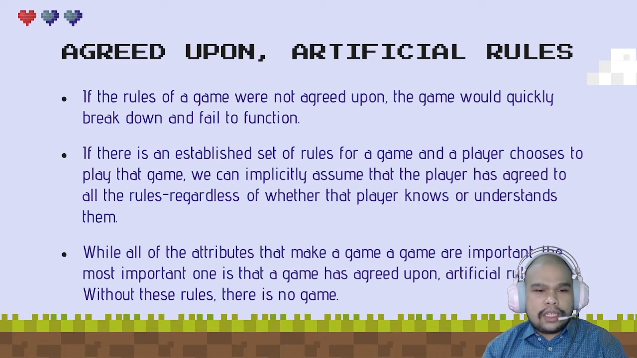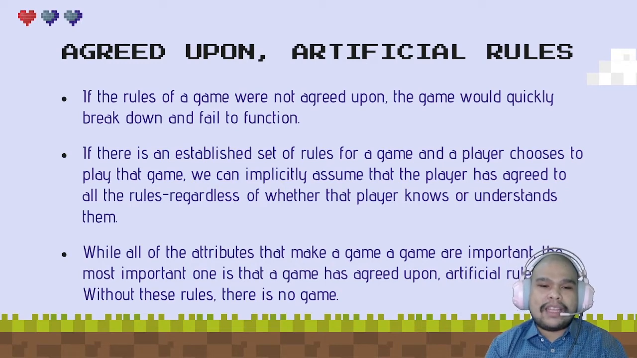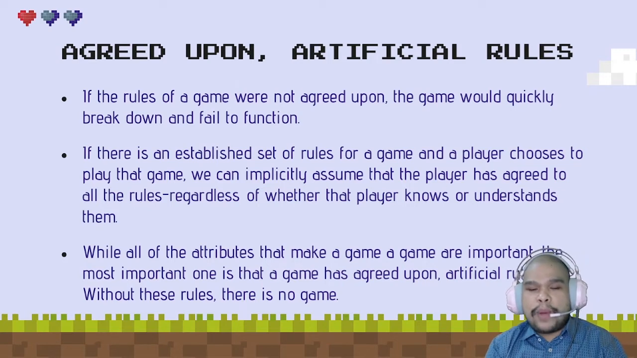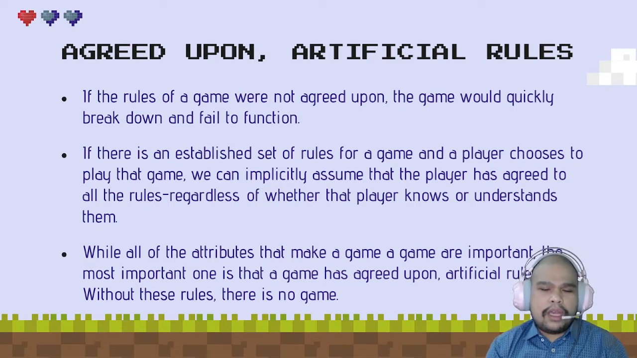If there is an established set of rules for a game and the player chooses to play the game, we can implicitly assume that the player has agreed to all the rules, regardless of whether the player knows or understands them. So, once you agree to play that particular game, it is basically assumed that you already know the rules. Usually, if you don't know a rule, your opponent will tell you, because it's like cheating if you are not following the rules.